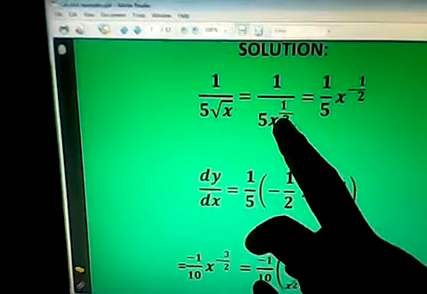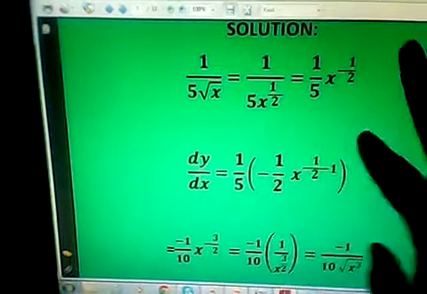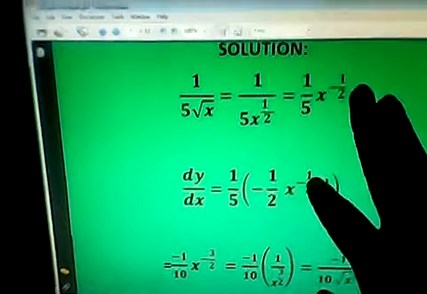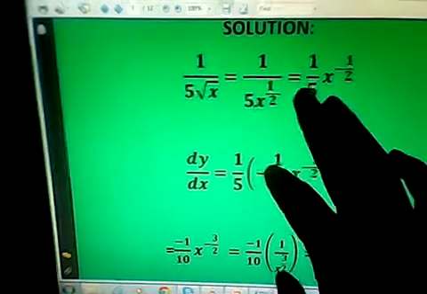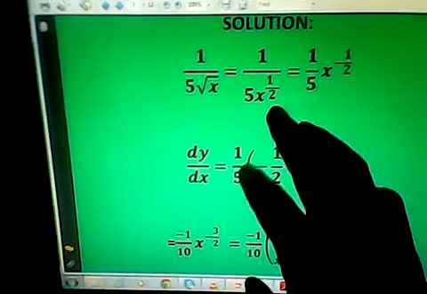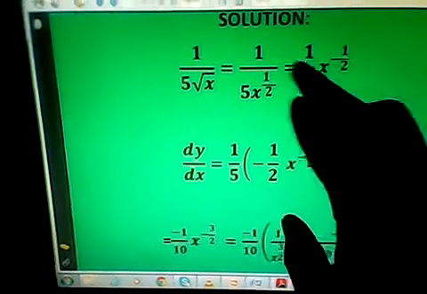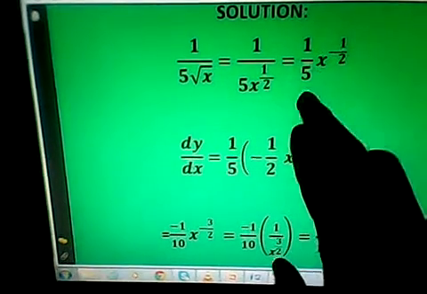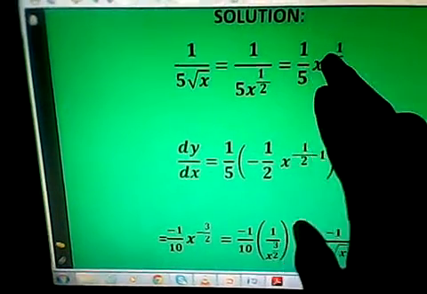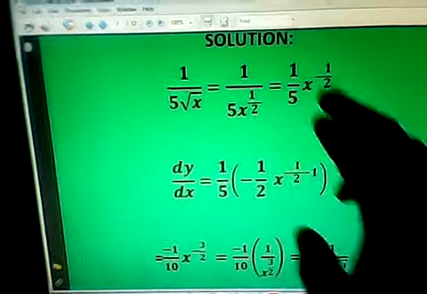Now we go further, because our goal is to obtain the power form of the equations so as to facilitate our process of differentiation. When this x power half moves up, it becomes x raised to the power minus half. So now we have 1 over 5 of x raised to the power minus half. We bring this constant out. That is very easy now to differentiate.